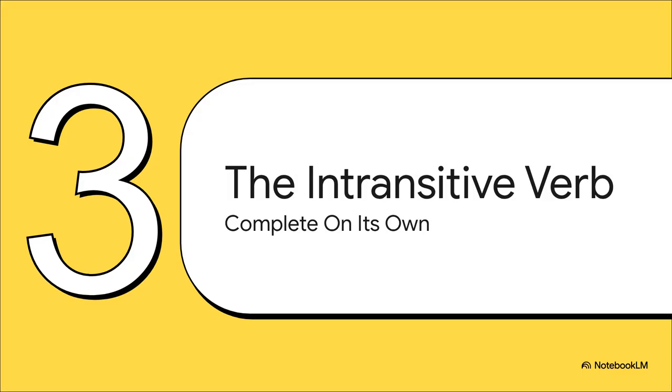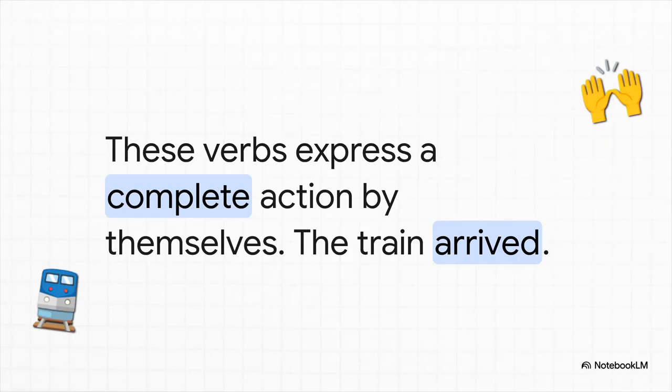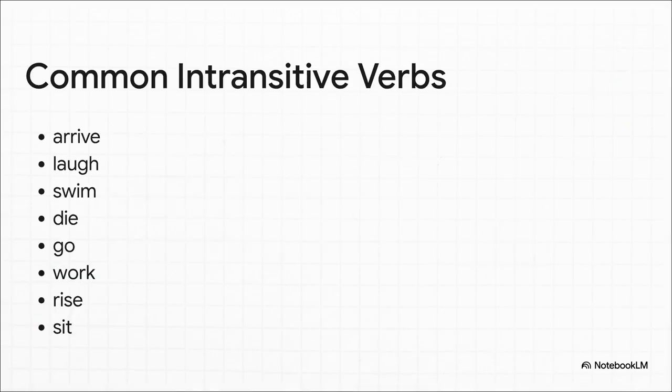All right, let's switch gears and talk about the other team, the independent, totally self-sufficient intransitive verbs. These guys don't need anybody. They're complete all on their own. Yeah, with these verbs, the action doesn't get passed along to an object. It just stays with the subject. Think about it. The train arrived. We laughed. The thought is 100% complete. You don't need anything else. Just look at this list here. You can make super simple, totally complete sentences with these. Birds fly. She sits. Done.